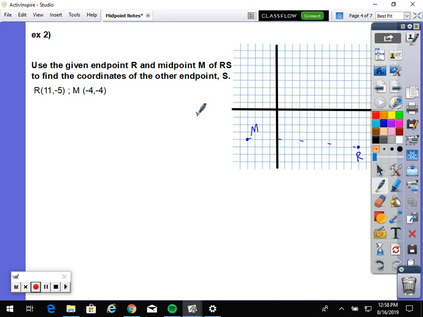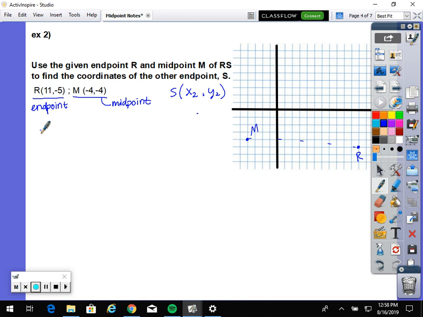Okay. So I'm given the first endpoint right here. This is the endpoint, and M here is our midpoint. So when we think about what we have, I have part of what I'm going to add together to get the midpoint. So I'm going to set it up with what I'm missing. I am missing S, which I could call (x2, y2), because that's what it is in the midpoint formula. So I'm just going to set it up.